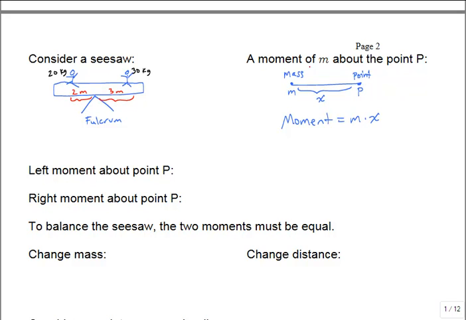We think of a moment of a mass m about the point P as being the mass m times the distance that mass is from point P. So that would be the mass m times x.